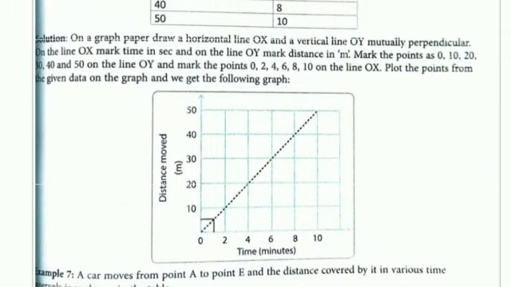Now mark the points as 0, 10, 20, 30, 40, 50 on the line OY. And mark the points 0, 2, 4, 6, 8, 10 on the OX line. Plot the points from the given data on the graph. Means just join, connect all the points on the graph and we get the following graph.